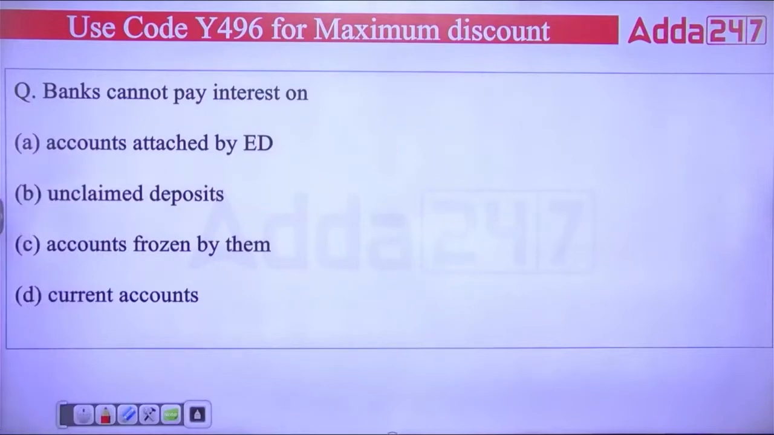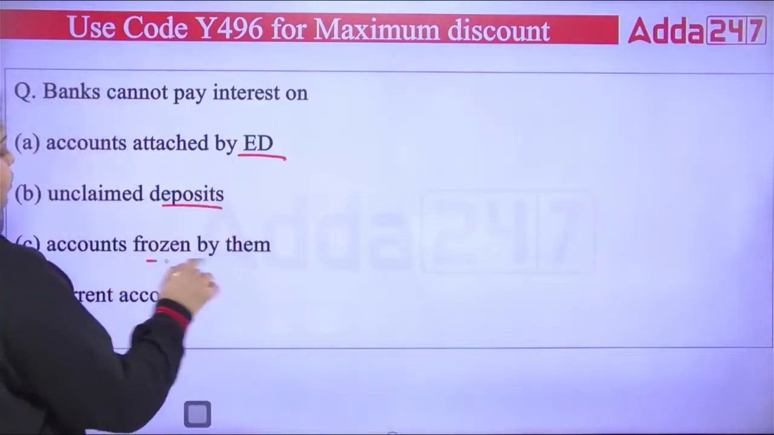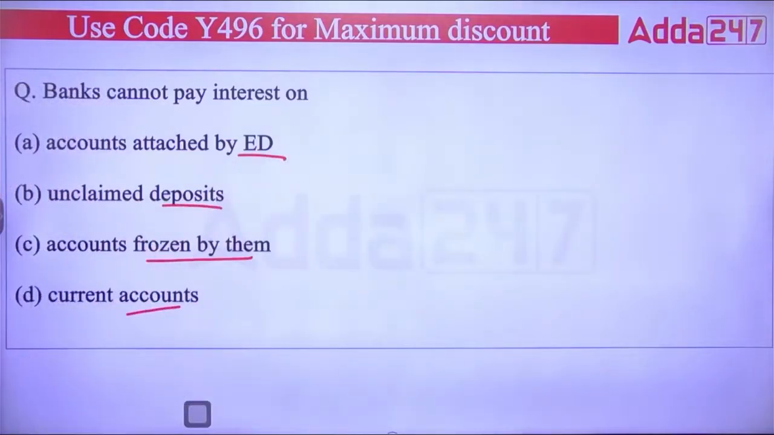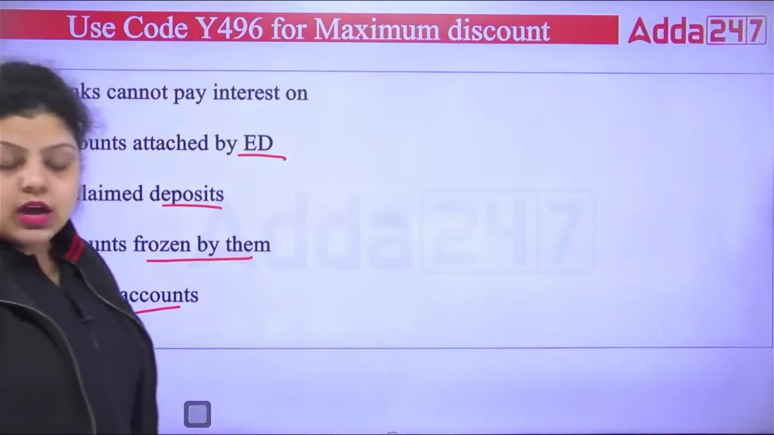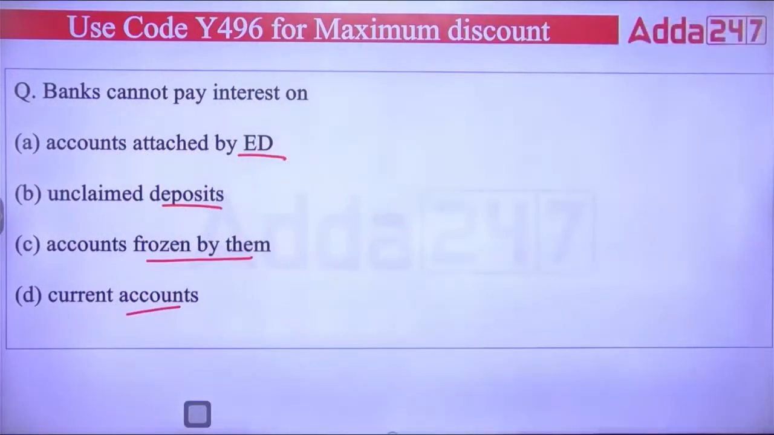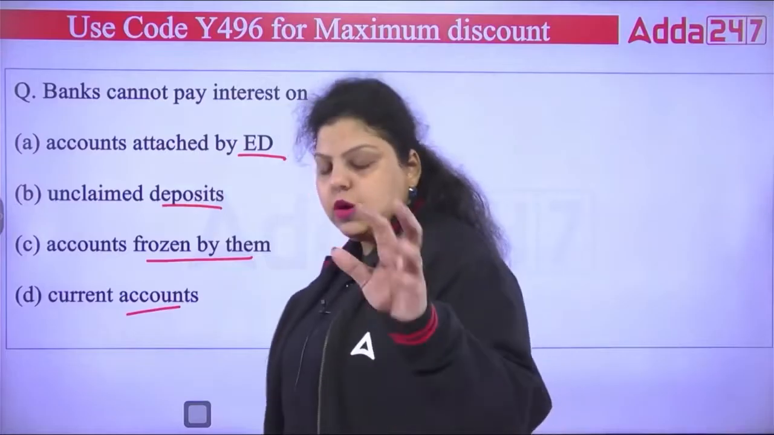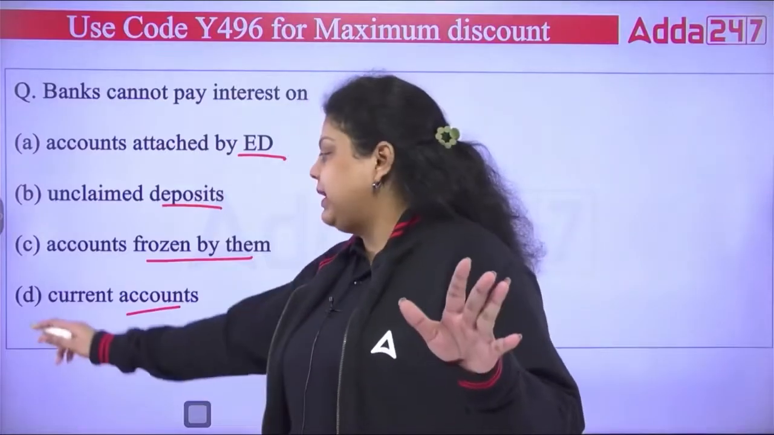So again a very simple question. We know in which particular type of account the bank cannot pay the interest. The options are: accounts attached by ED, unclaimed deposit, accounts frozen by them, and current accounts. So in which particular account will interest not be paid by the bank? And it is very obvious, the current account. On a current account, no interest will be paid by the bank.